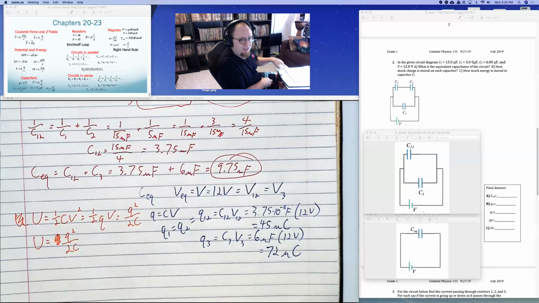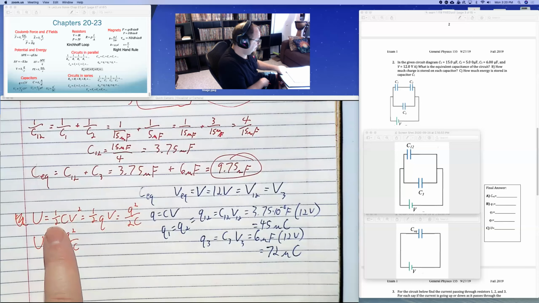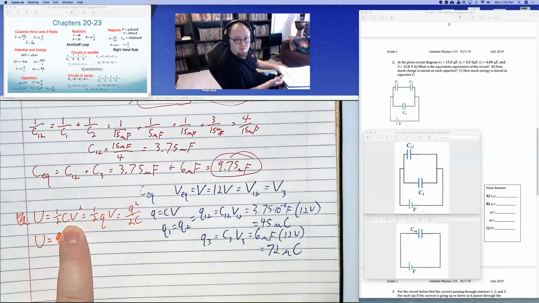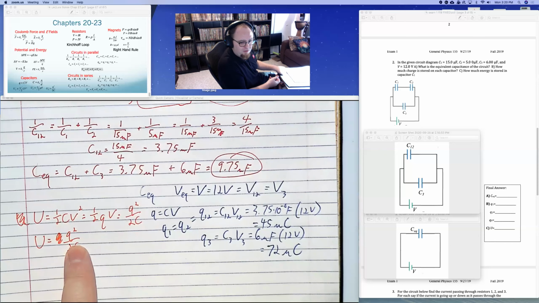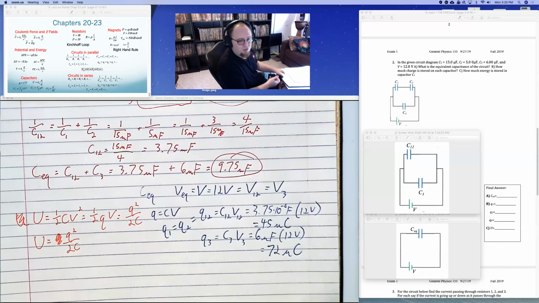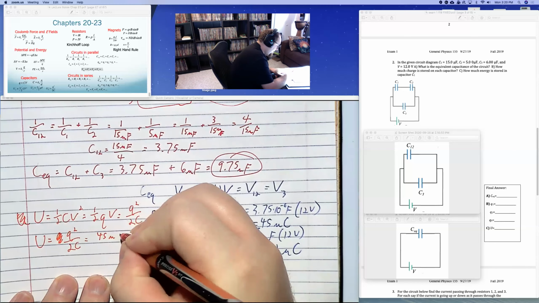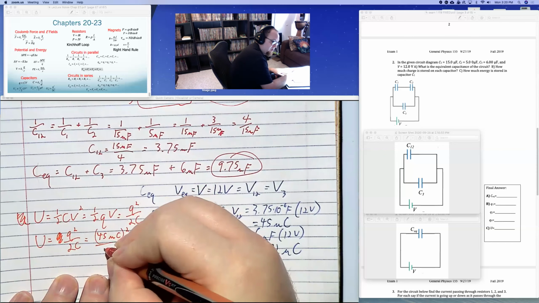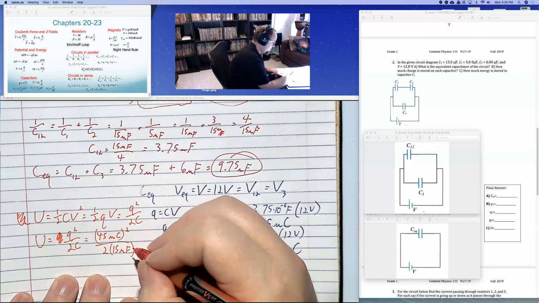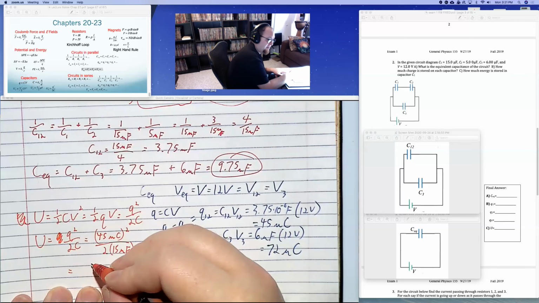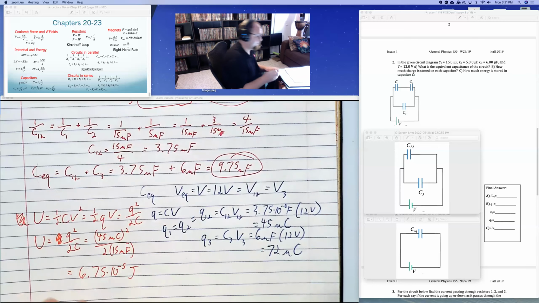I remember this when I was grading this. I had some students who decided to use one of these other equations, and they solved for voltage, and they got full credit for it. My grading rubric was to give points for this equation, but if you use one of the other three, you could also get the points. And that's 45 microcoulombs squared over 2 times 15 microfarads. Doing that math, you get 6.75 times 10 to the negative fifth joules.